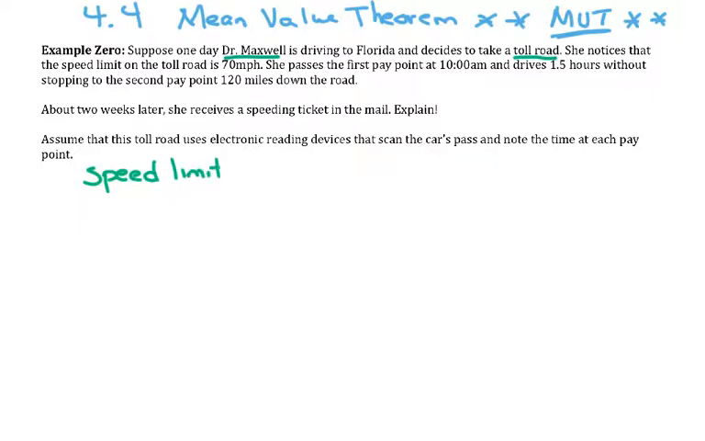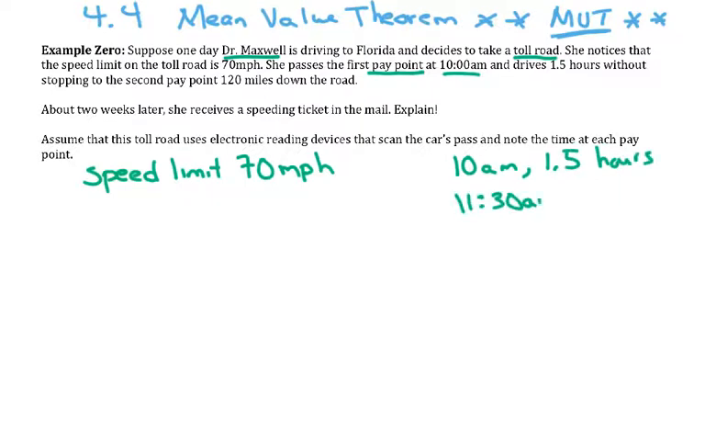When I'm doing a word problem, this is sort of my process. As I'm reading it, I write down everything that looks kind of important. I pass this first pay point at 10 a.m. and then I drive for 1.5 hours. So that means at 11:30, I guess, I come to the second pay point and I've gone 120 miles. Okay, does everybody understand the setup?